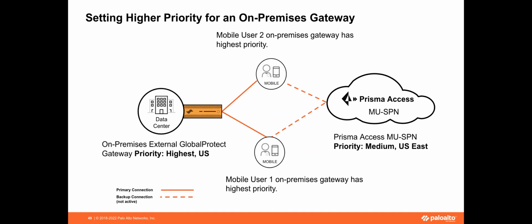So, when setting a higher priority on the on-premises gateway, if the GlobalProtect client is choosing between gateways and MUSPNs, like an on-premises gateway and Prisma Access, and there is more than one available within the same country as the GlobalProtect client, the next criterion in the selection logic is the priority as set in the GlobalProtect portal configuration. So the logic will be: within the same country as the GlobalProtect client, priority as set on the GlobalProtect portal, and last but not least, the HTTPS latency connection test.